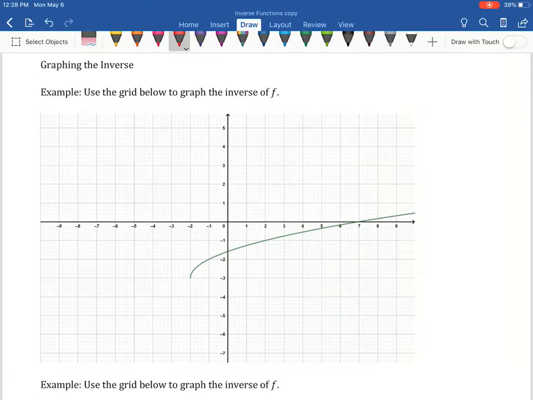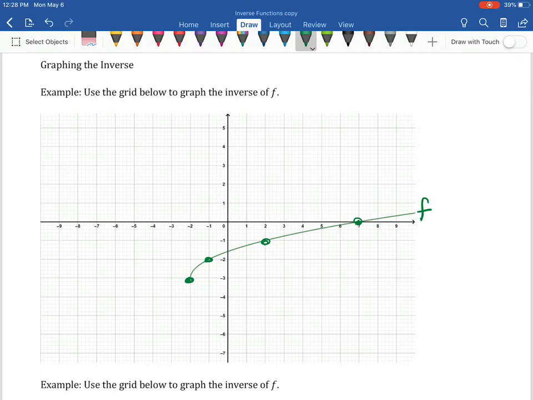Okay, in this video, we're going to practice graphing the inverse. So I have a function down here. We'll label it as f. I have a function here, and I want to graph the inverse of this on the same grid. So what I'm going to do is pick points that are easy to read on here, and I'm just going to switch my x's and my y's in order to graph this.